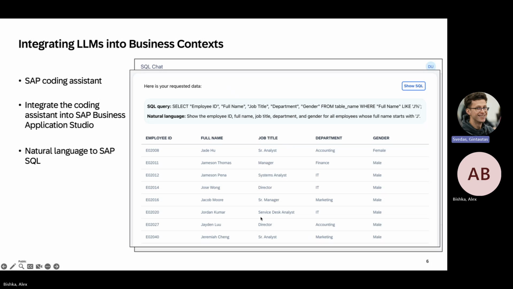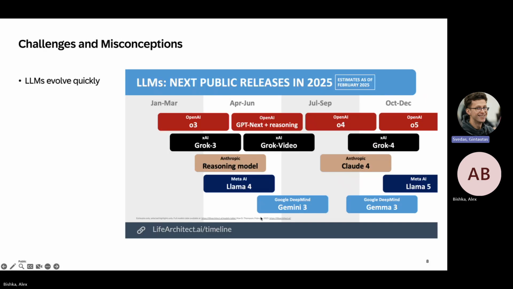But again, to formalize these challenges and misconceptions, the one that I really want to hammer home is that LLMs just evolve very quickly. And this is just a brief picture of what's to come in 2025. As you can tell, there are a lot of LLM models coming out, and this doesn't even include DeepSeek and some other popular and very powerful language models.